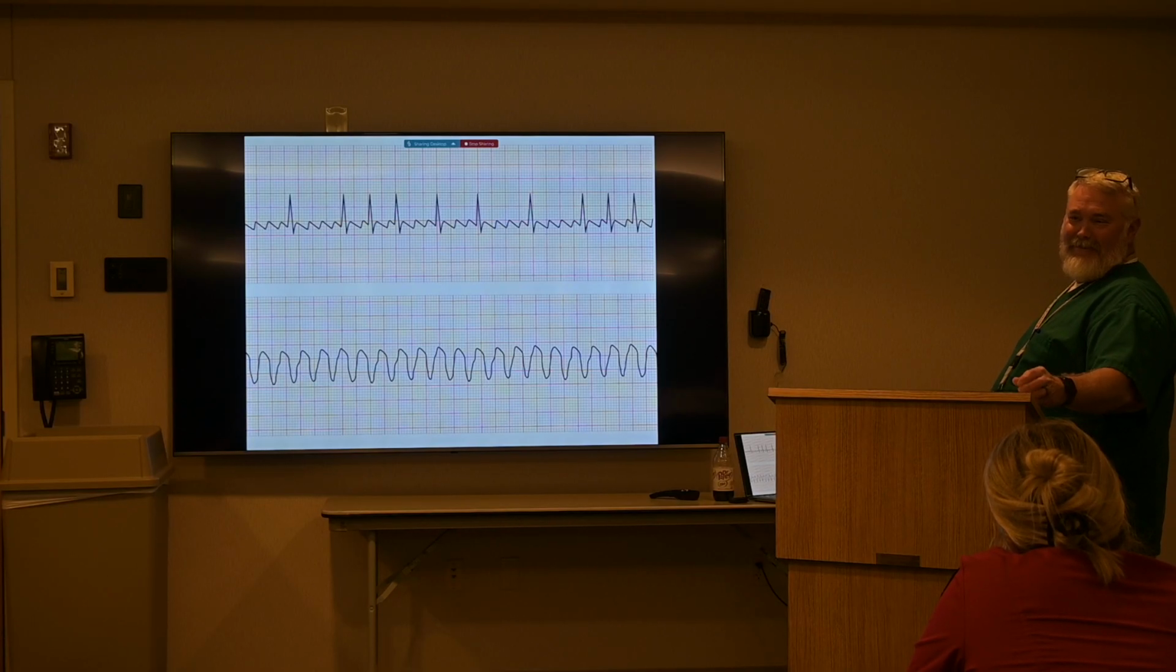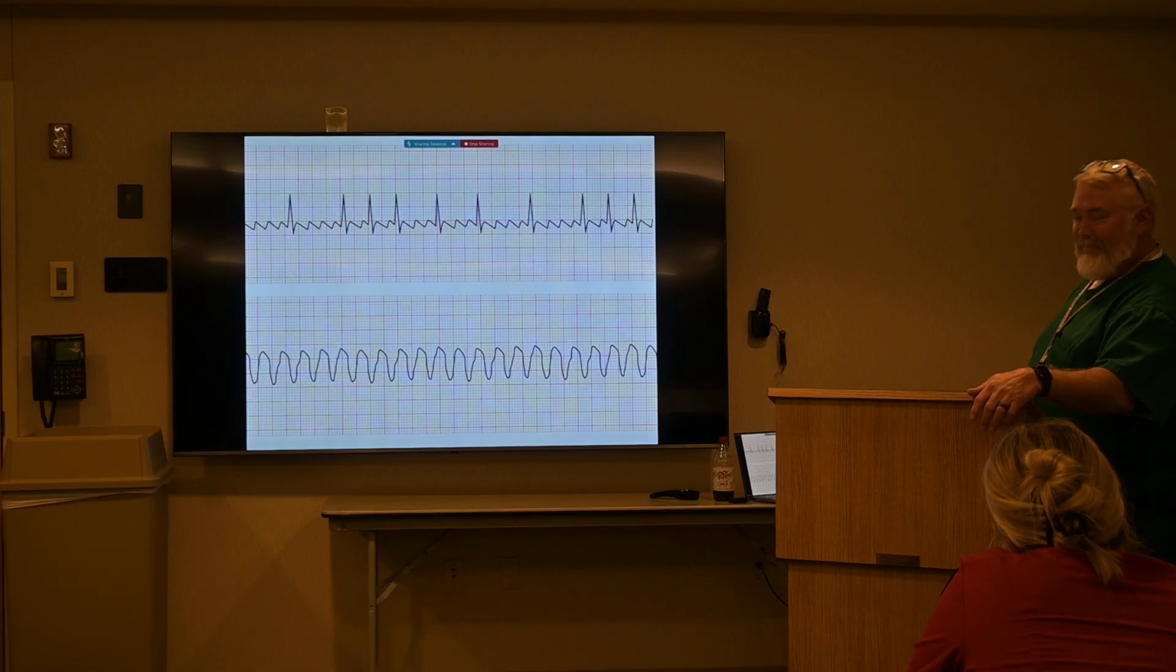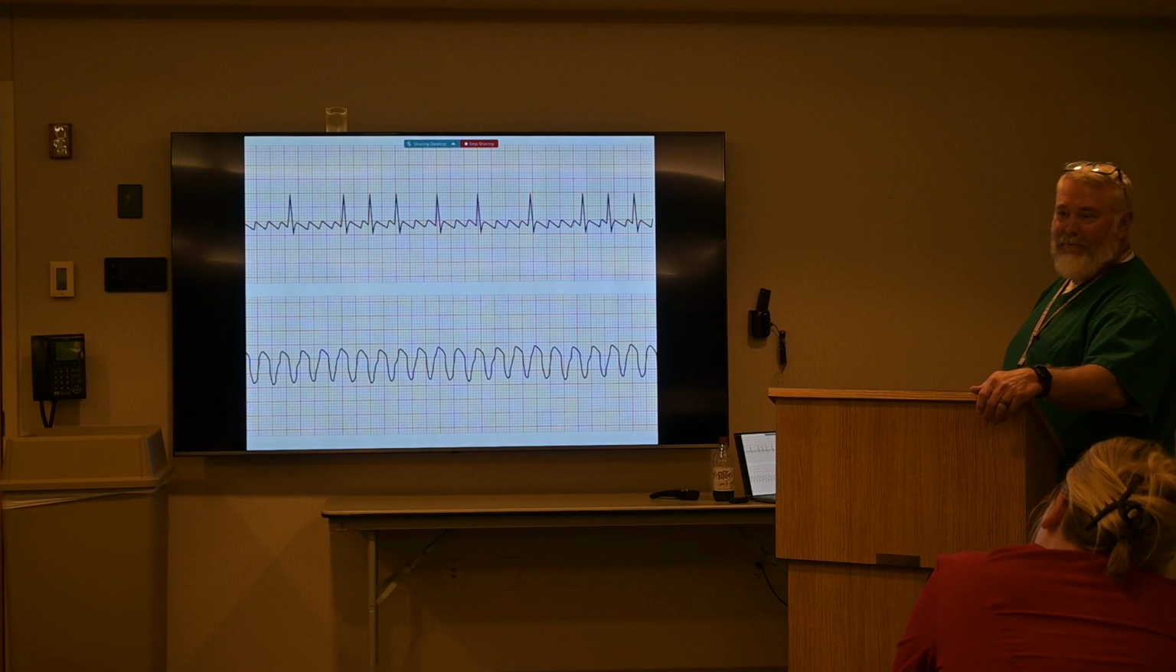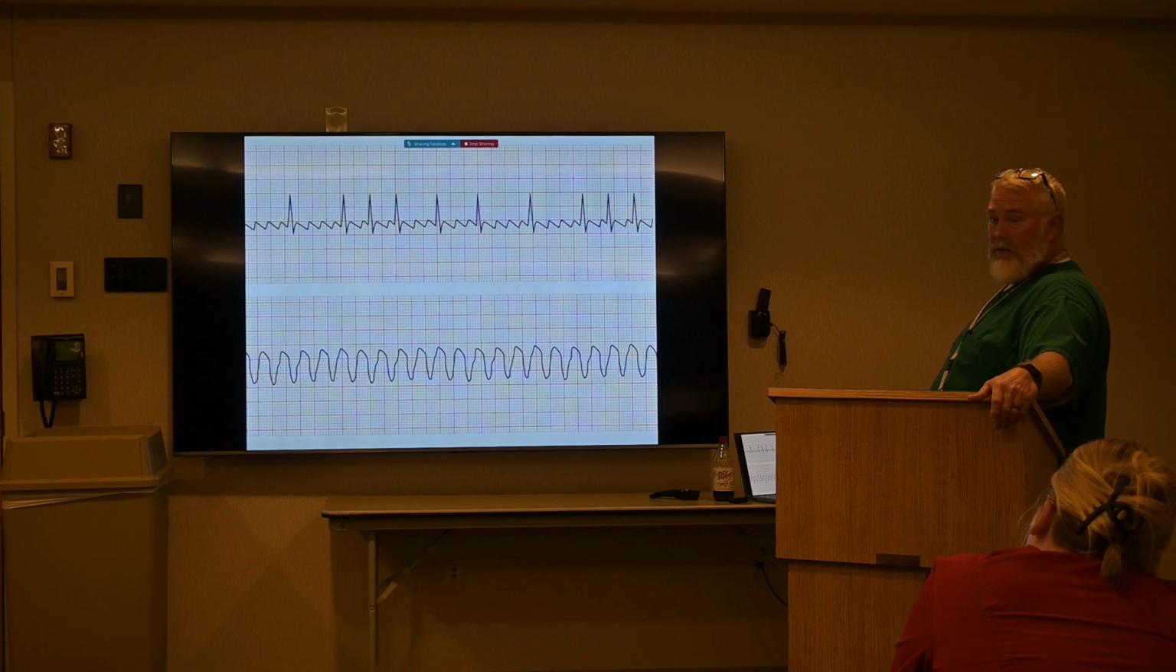Is that monomorphic feedback? Yep, sure is. Very, very uniform. That's a pretty classic definition of monomorphic VTAC. So if you were gonna shock that, how would you do it?